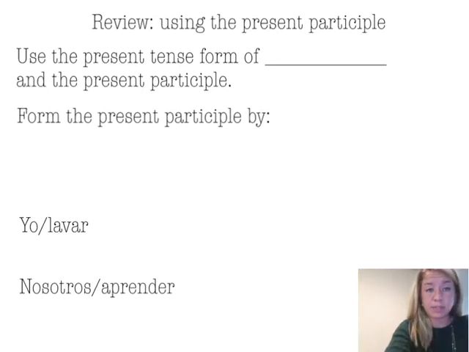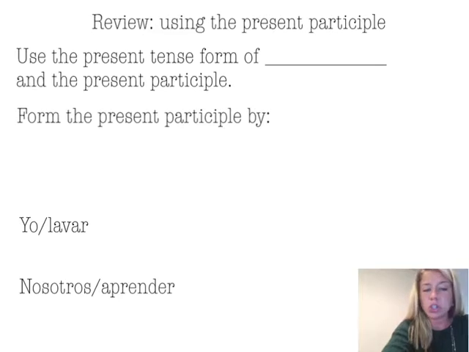And then we need the present participle of lavar. So we're going to cut off the AR ending, leaving us with lav, and then because it's an AR verb, we'll add ando. Yo estoy lavando. I am washing.